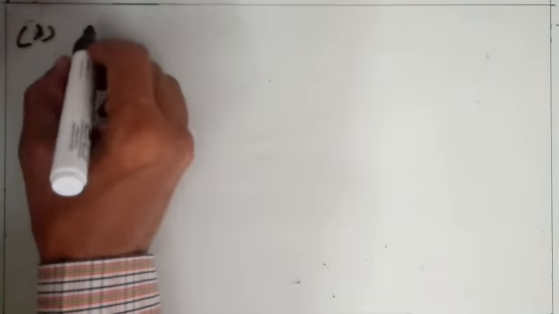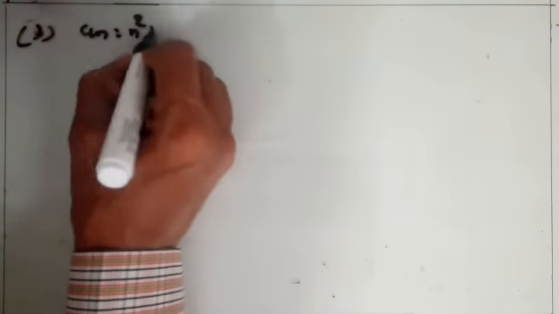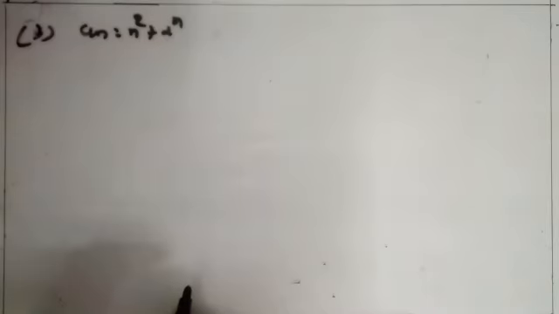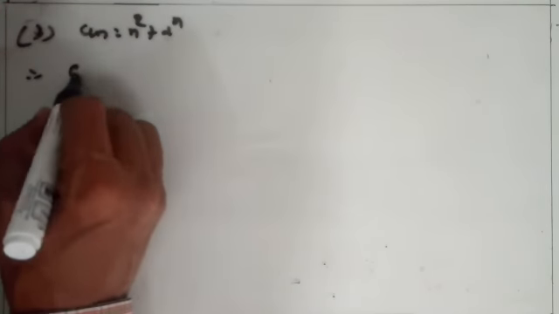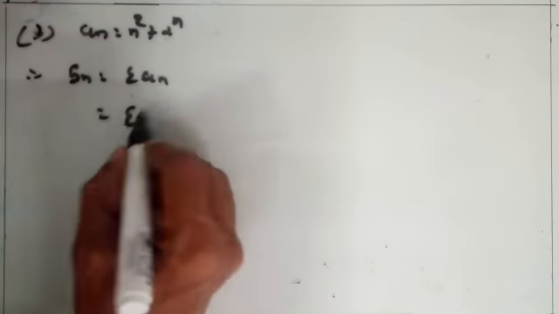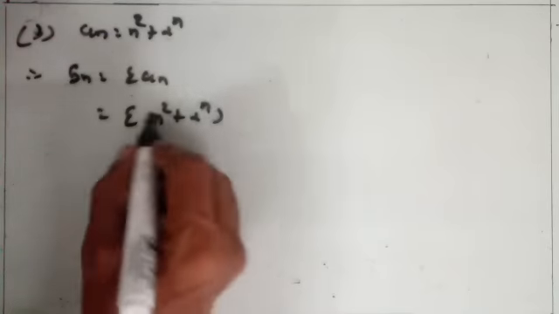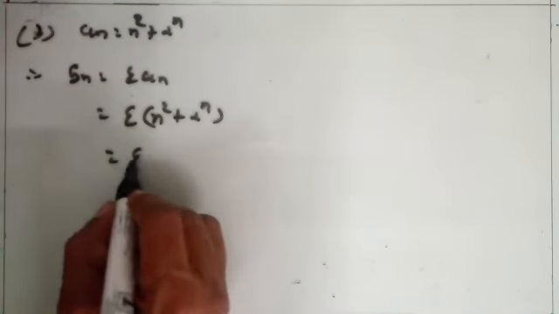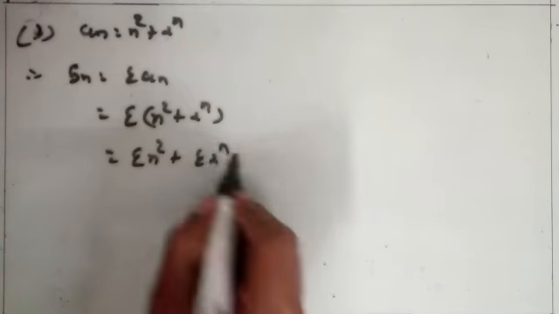Now question number 9. Here the nth term a_n is equal to n square plus 2 raised to n. So find the sum of n terms. Therefore Sn is equal to sigma a_n. We know that the sum of n terms, sigma a_n, is equal to, we have n square plus 2 raised to n. So it is equal to sigma applied to both: sigma n square plus sigma 2 raised to n.